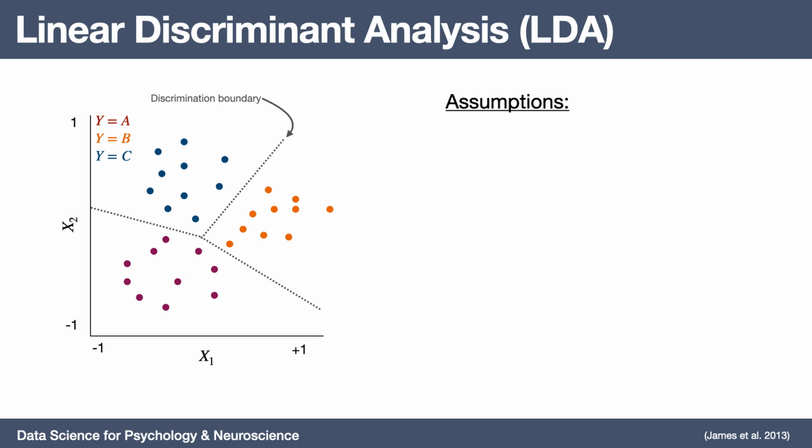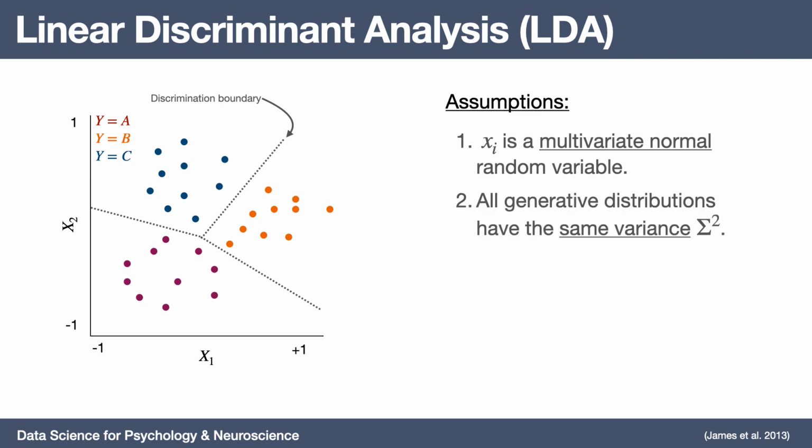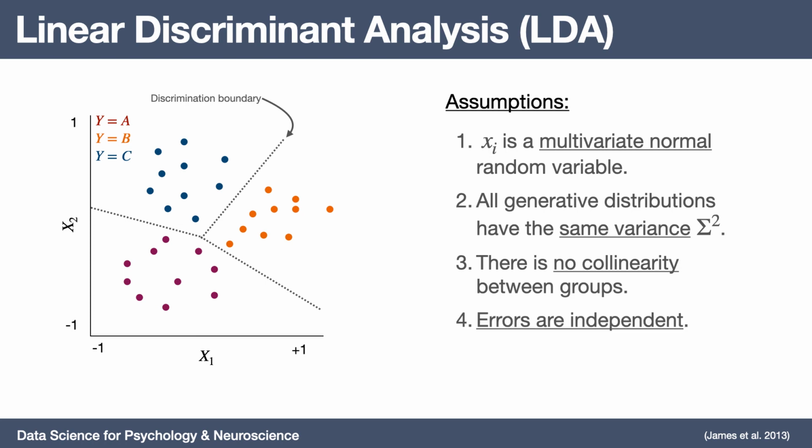The assumptions for LDA are that any observation is a multivariate normal random variable, all the generative distributions have the same variance, sigma, there is no collinearity between groups, and all of your errors are independent. Basically, the equal variances assumption here just specifies that in the context of two or more dimensions, the discrimination boundary is a straight line.